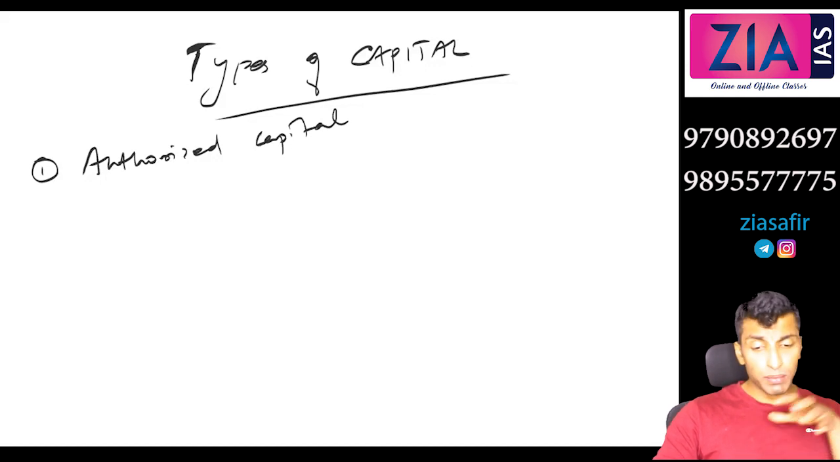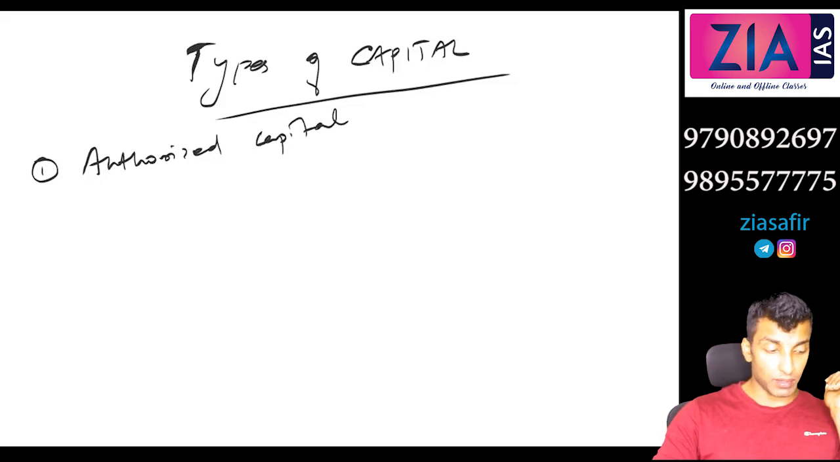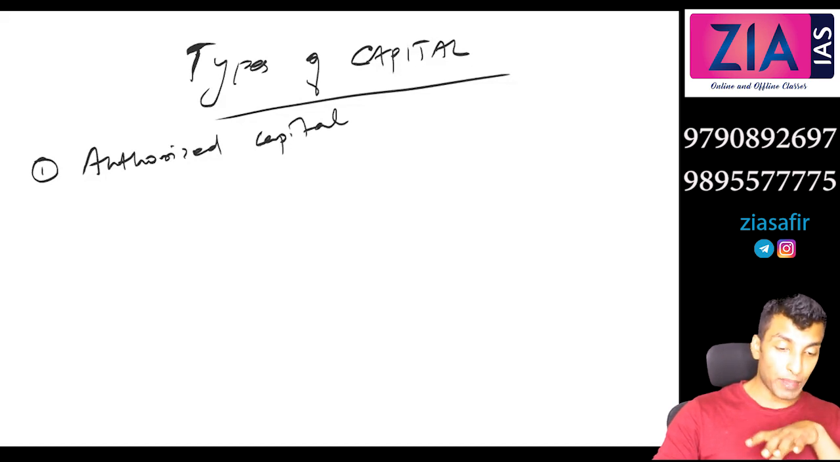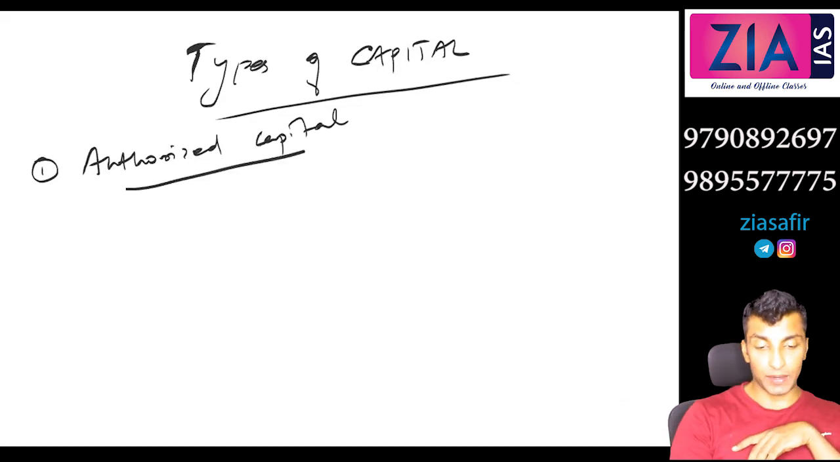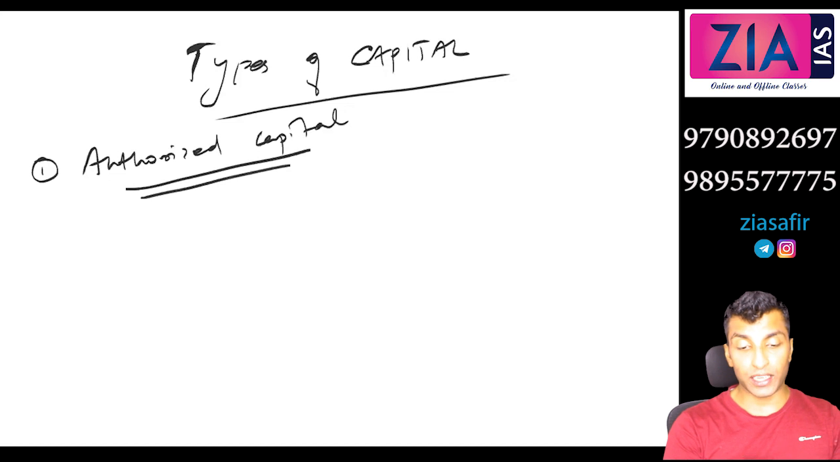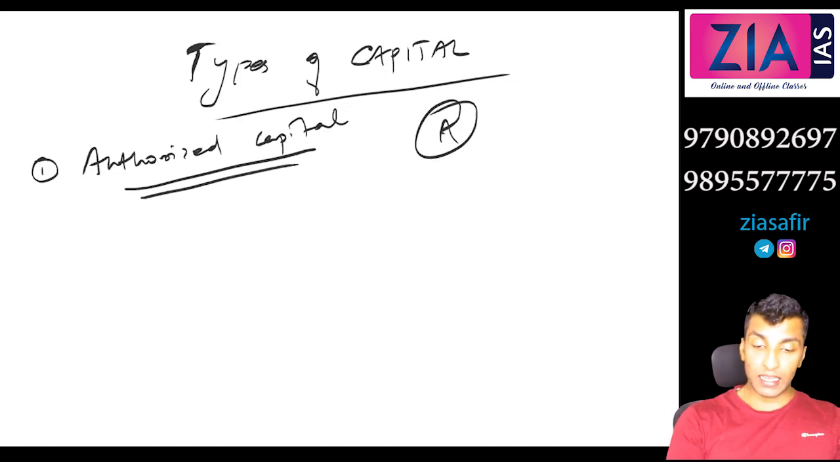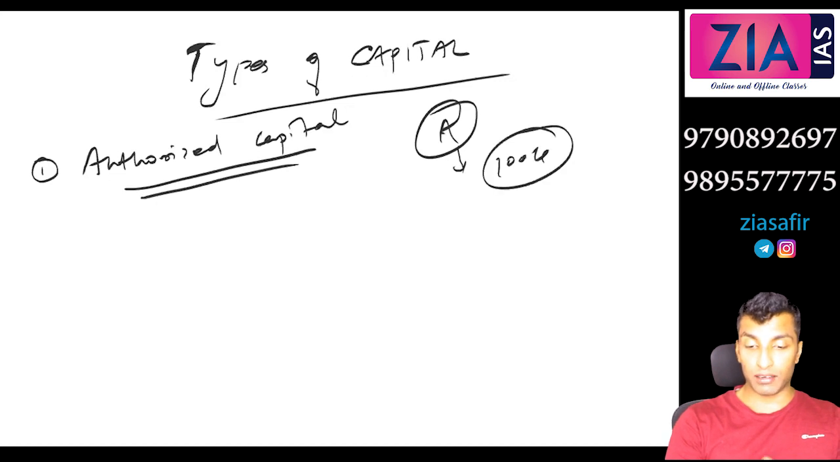Now, is it possible that a company may be able to raise the maximum possible capital? It is not necessarily possible, right? So we have different other terms also, like issued capital, subscribed capital, called up capital, paid up capital, etc. So I hope you understood authorized capital. This is the maximum fund that you can raise for a company A. Let's say company A, you are allowed to raise, let's say 100 crore. So there is a maximum you can raise for that particular company.